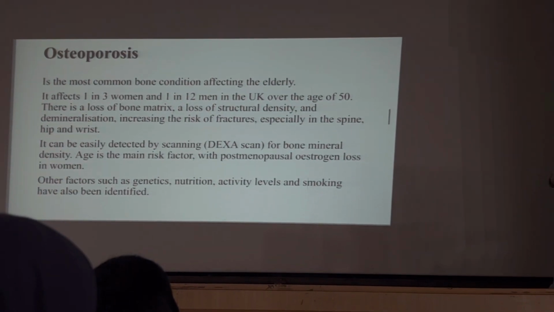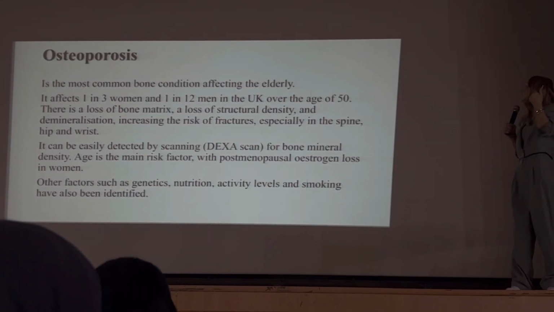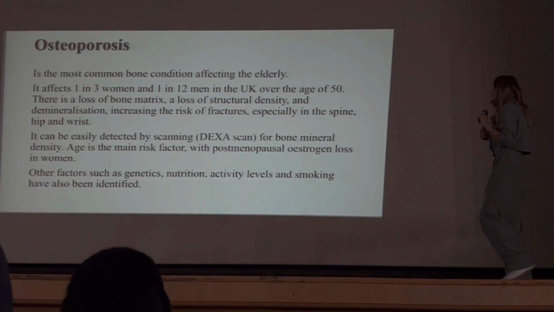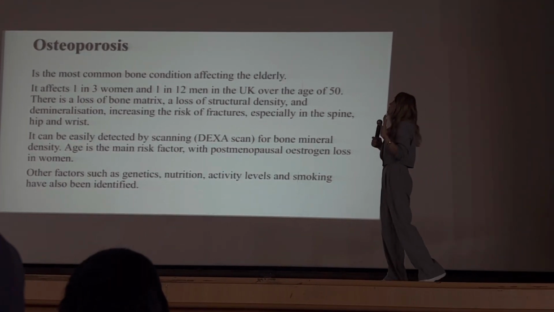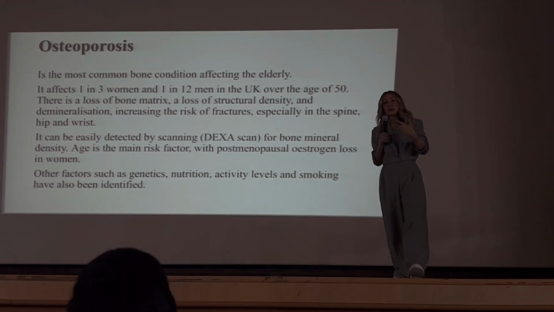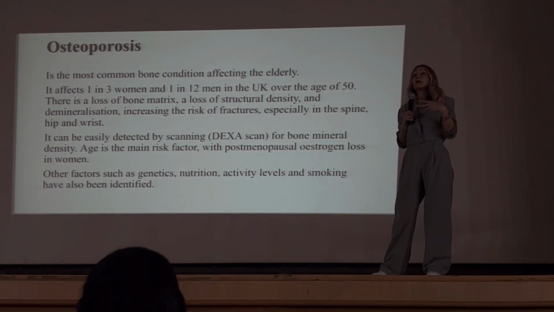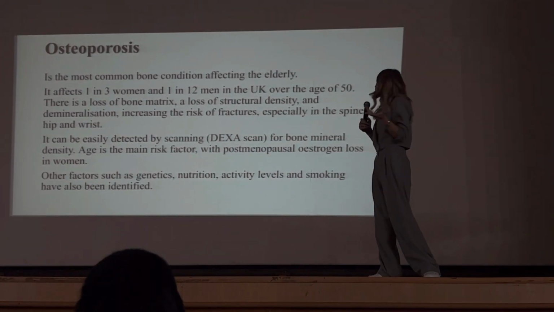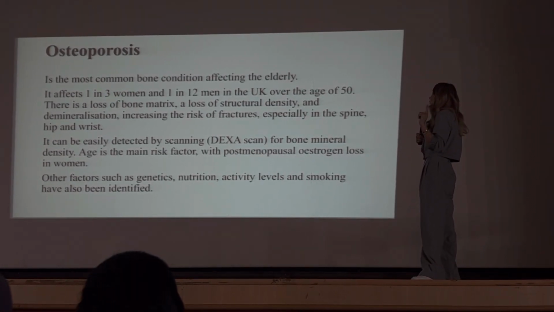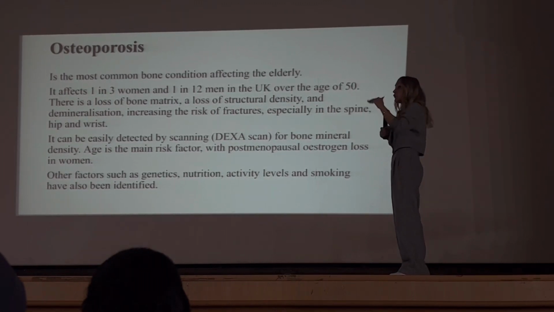Okay, we have osteoporosis. That was the osteogenesis imperfecta marker, then the osteomalacia and rickets marker. Now we have osteoporosis. Osteoporosis is the most common bone condition affecting the elderly. It affects 1 in 3 women and 1 in 12 men over the age of 50 in the UK, according to statistics.